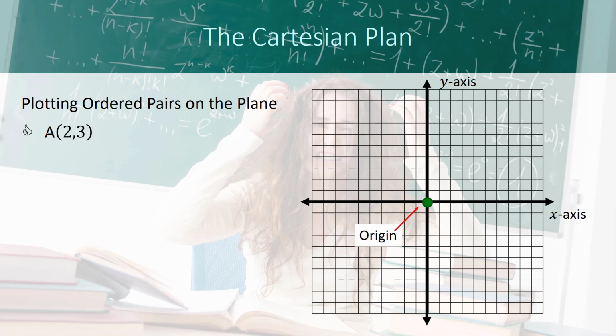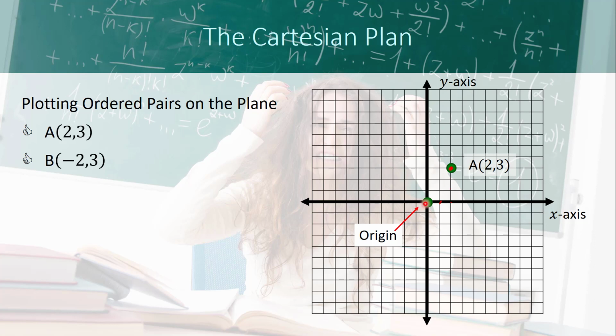If we wanted to plot the point (2, 3), we would start at the origin. We would go 2 units, 1, 2, over here. Okay, that gets us to our x value, and then we would go 1, 2, 3 up to get to 3, and this would be the plot of (2, 3). If we wanted to plot (-2, 3), we would start at the origin.